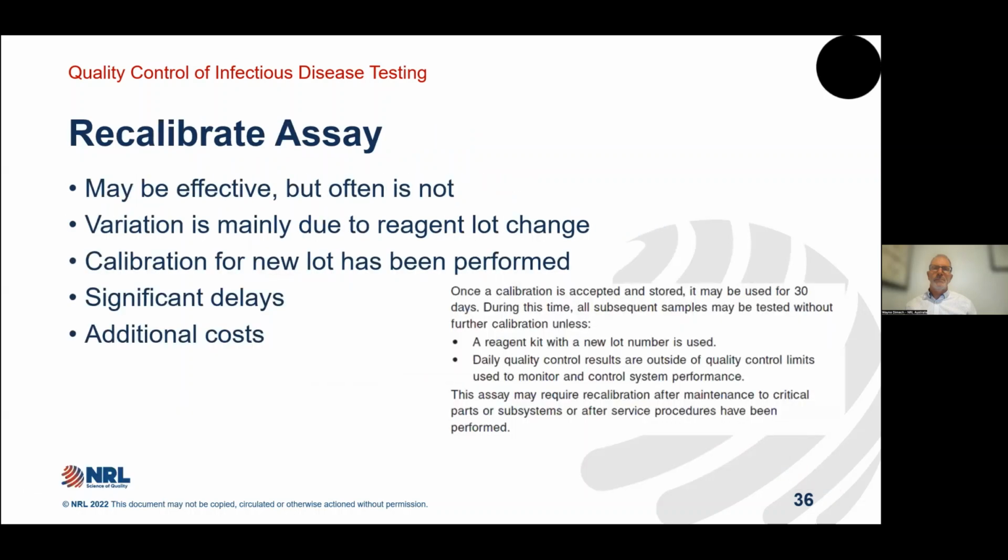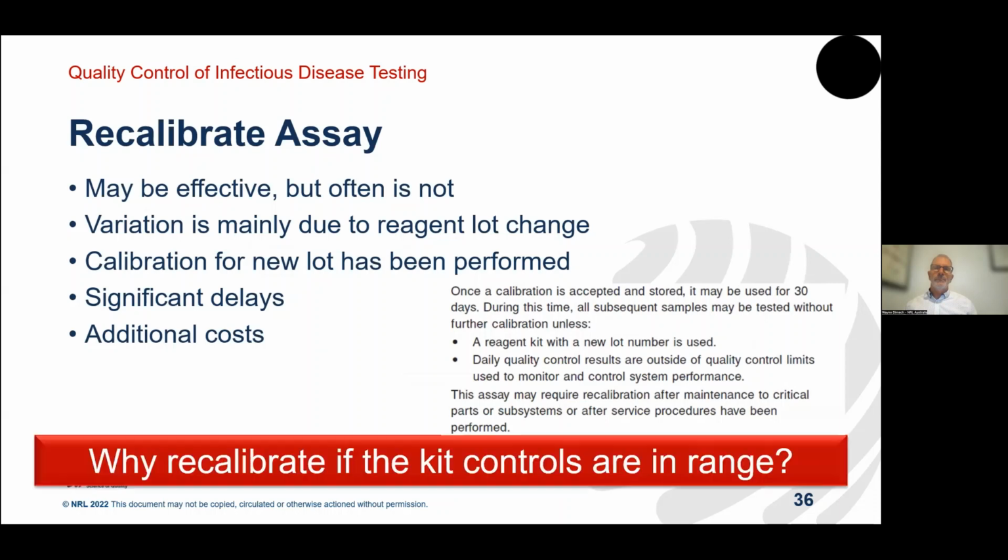Recalibrating assays may be effective, but often is not as well. Variation is mainly due to lot variation, and so recalibration doesn't often correct this lot variation. It causes significant delays, adds additional costs, but often the kit controls are in range, and so why recalibrate when the kit controls are in range?